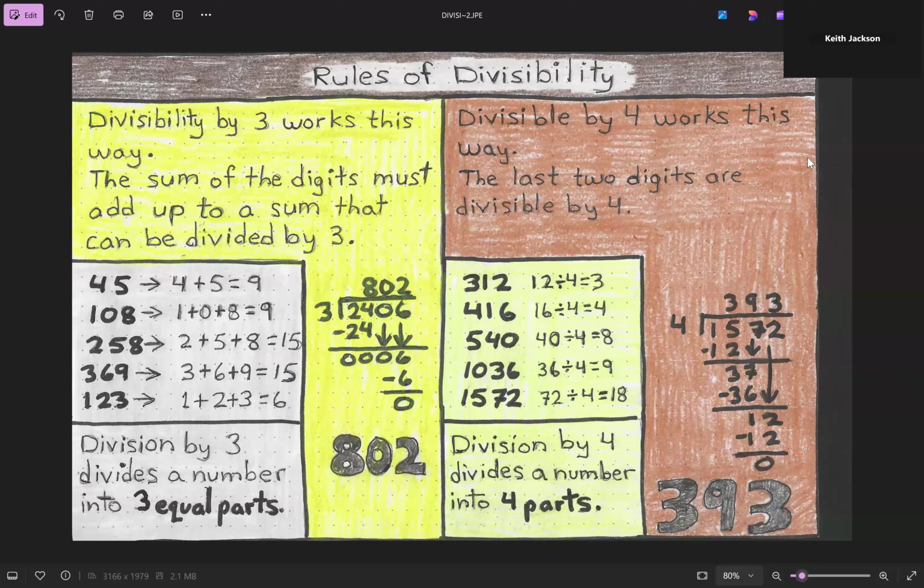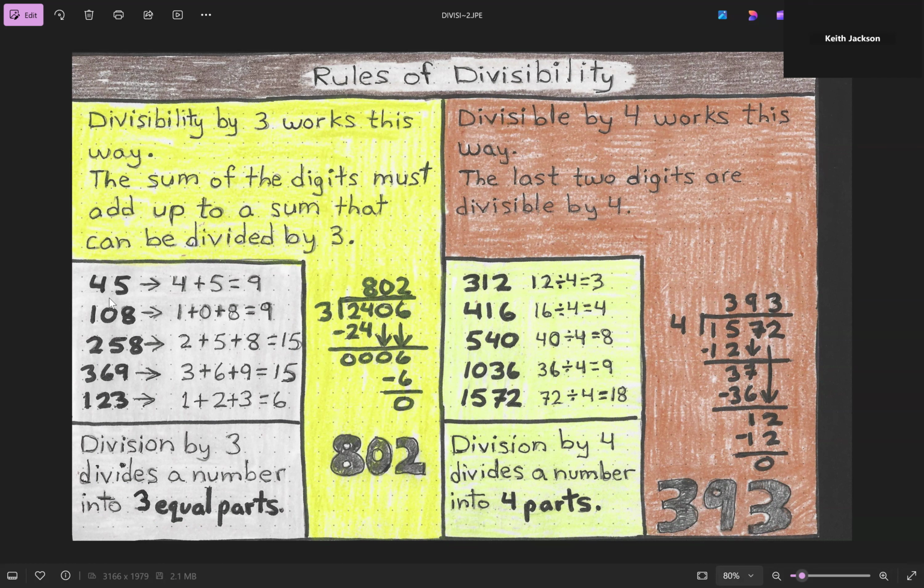We're continuing with understanding the rules of divisibility, and today we're going to understand divisibility by 3 and divisibility by 4. First, let's take a look at divisibility by 3, and divisibility by 3 works this way. The sum of the digits must add up to a sum that can be divided by 3. And here's what I mean by that.